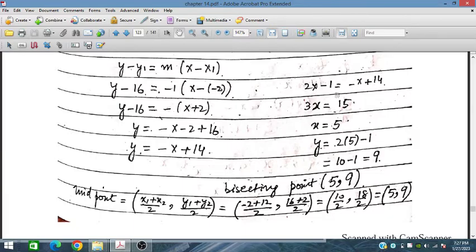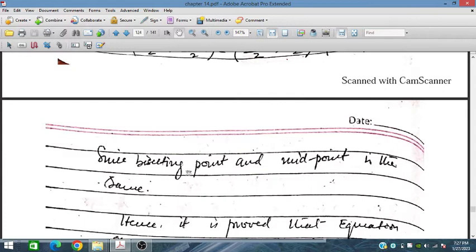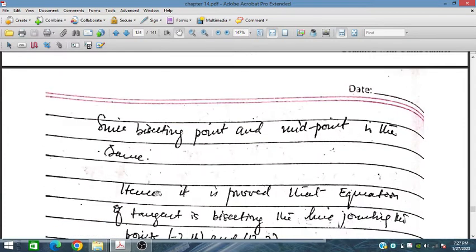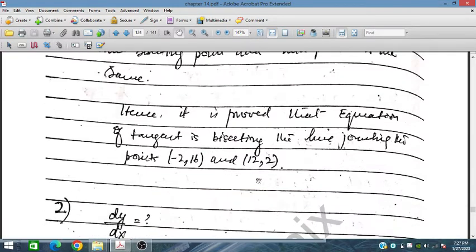So we have seen that these two lines are intersecting each other. This is shown here. Since the bisecting point and the midpoint are the same, it is proved that the equation of the tangent is bisecting the line joining the points (-2, 16) and (12, 2). So this is very important, and let's solve the next question.